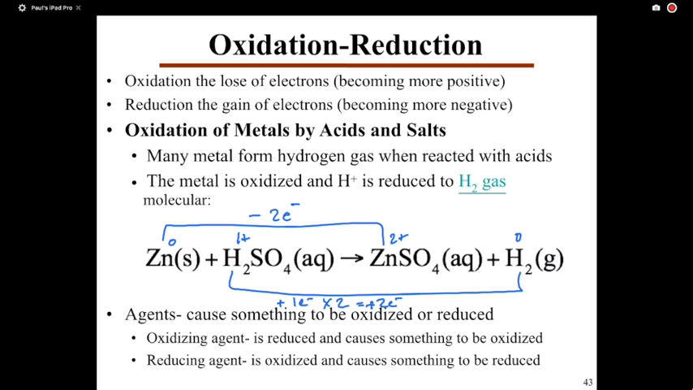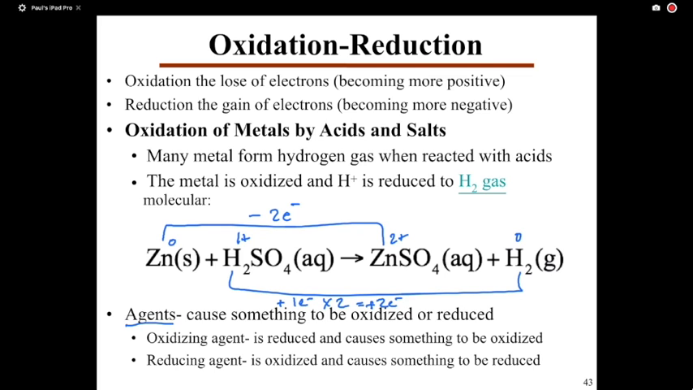There are 2 protons. Each one will gain an electron to become H2. And I have 2 at the top, 2 at the bottom. The electrons have to be even, so if 2 move, we have to make sure that they're balanced. All right. So zinc is oxidized. The hydrogen is reduced.